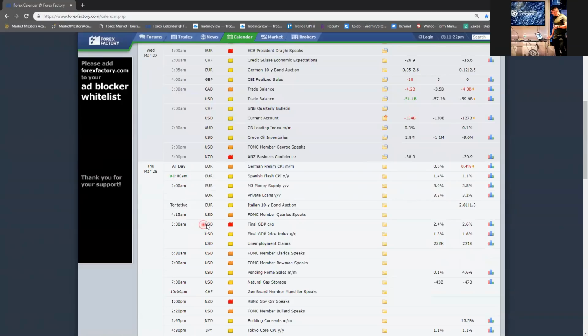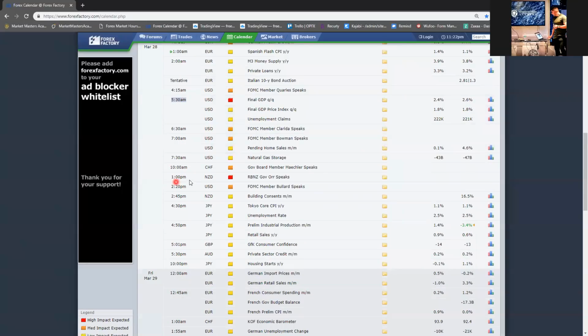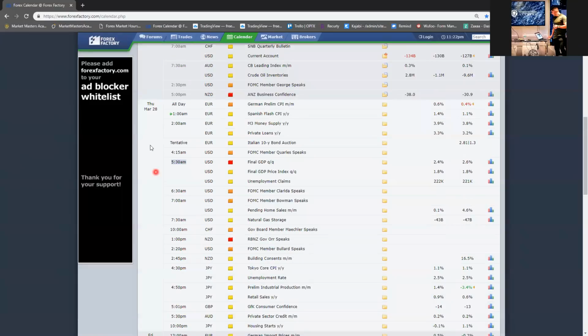The main thing is in the beginning of the New York session, there's going to be some USD news, so it's going to be high impact on that. Then later on throughout the day at 1 p.m. Pacific Standard, there's NZD news. So the main thing right now, Euro and USD are the currency pairs that we're going to be looking at.